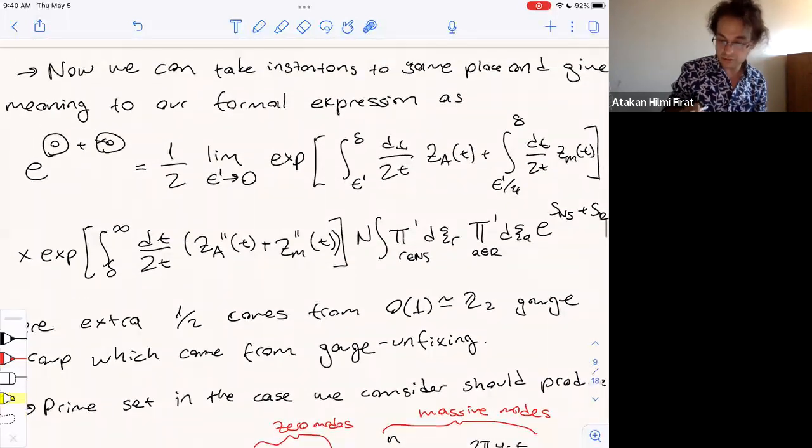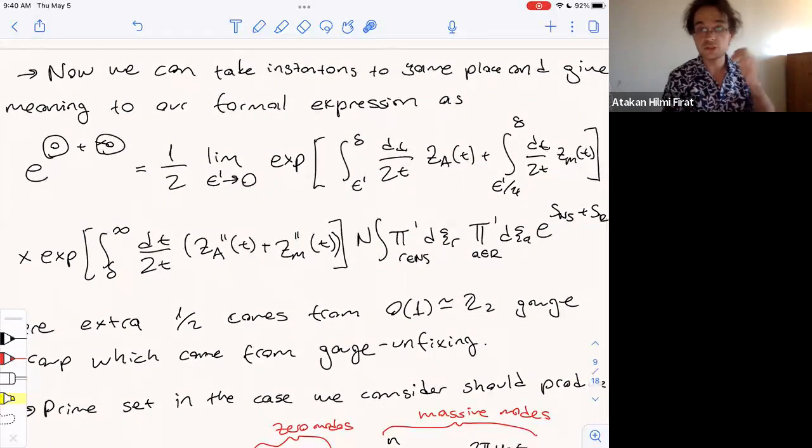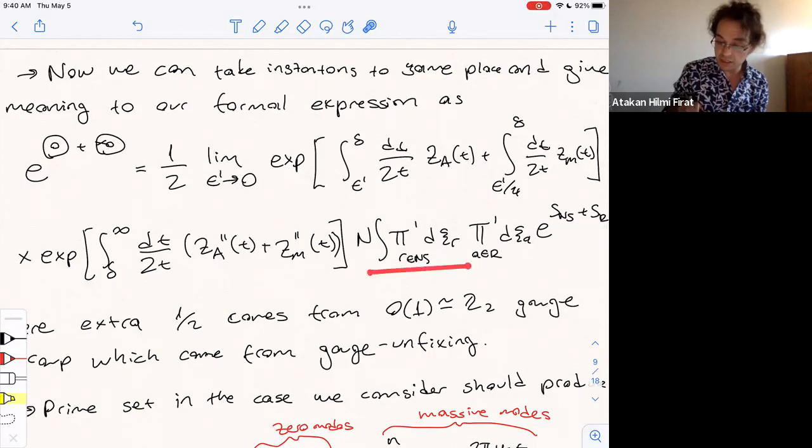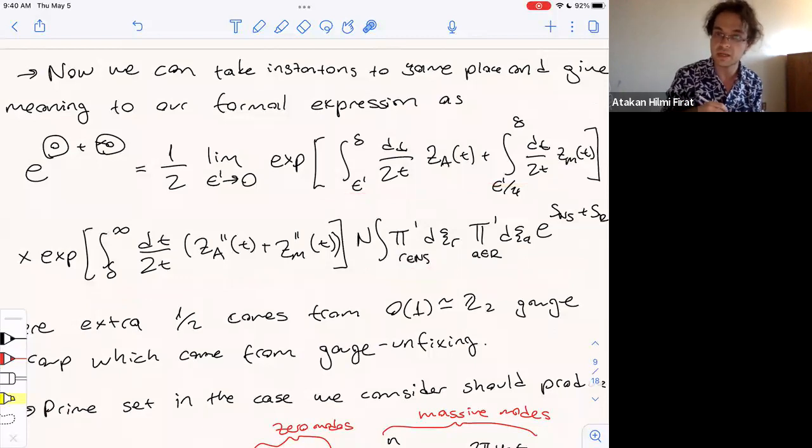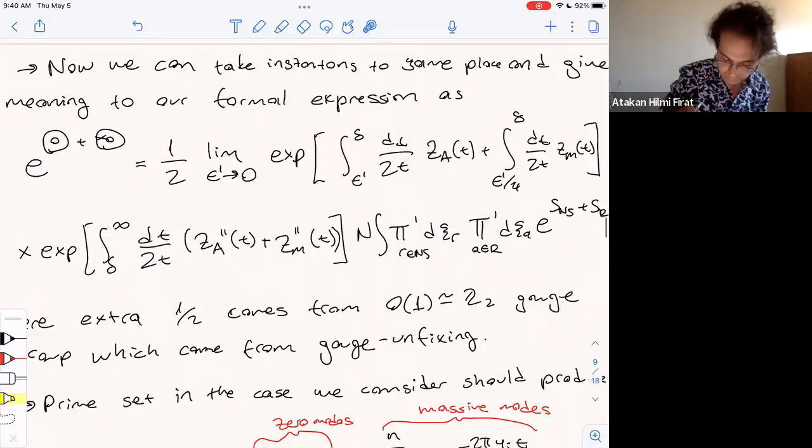Okay, so this expression now makes sense. I interpret this bubble diagram as an integration over the 0 modes. Basically, that's what it is. And these are the things coming from massive modes that I haven't evaluated, because they are finite and make sense.